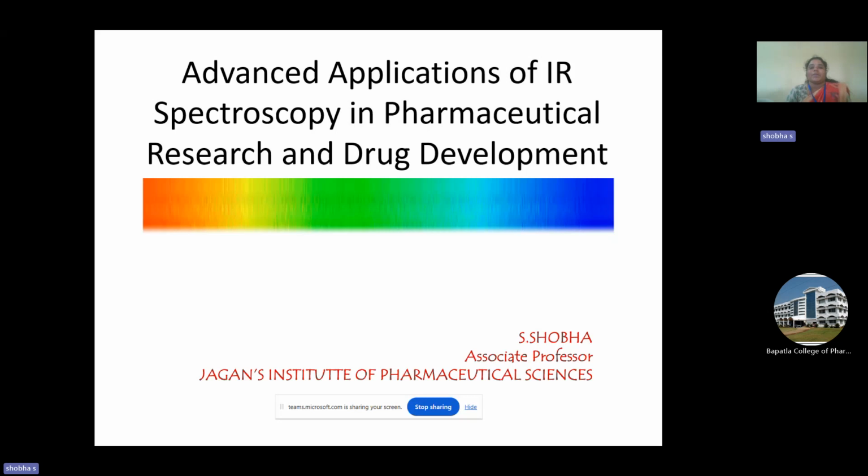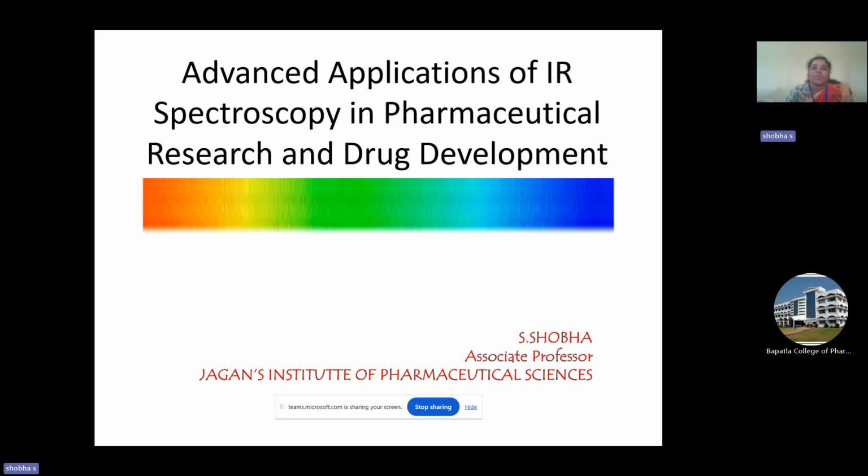Coming to the topic today, with respect to students and also with respect to research, I have decided to share whatever I learned in my PhD that would be helpful for the students. The topic is advanced applications of IR spectroscopy in pharmaceutical research and drug development. Not only IR, whatever instruments we are going to use, how we need to use those instruments for research, mainly with respect to structural elucidation as well as the identification of the structure.